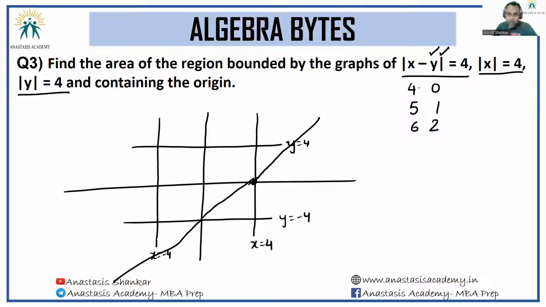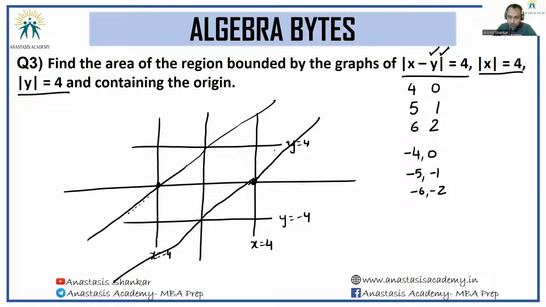But these are not the only values. We will also have the same values if we were working with minus 4, 0, then minus 5, minus 1, then minus 6, minus 2. Basically, this would be the starting point, and the line will keep going this way. It will, of course, cut it off at this point where x is 0 and y is 4.